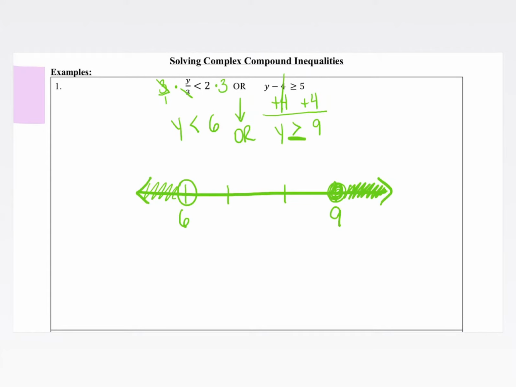Now, because we're dealing with our or inequality here, our number for y only has to satisfy one of the inequalities. It could satisfy both, but it only needs to satisfy just one, which is why we can include both of our graphs on our final number line.